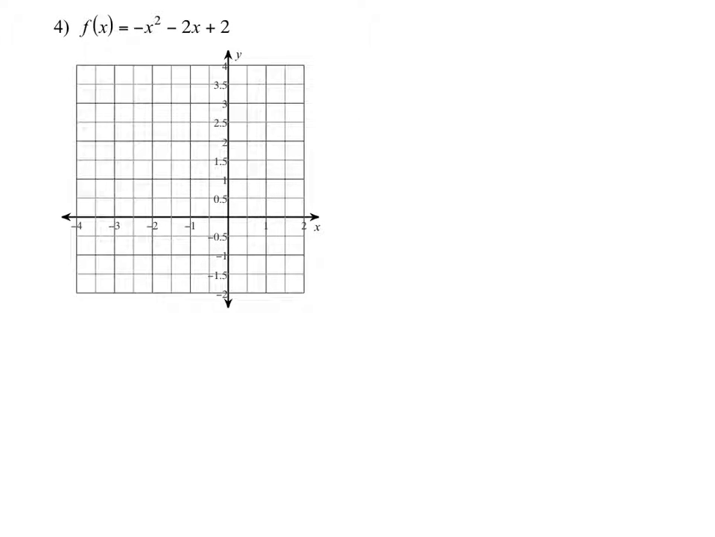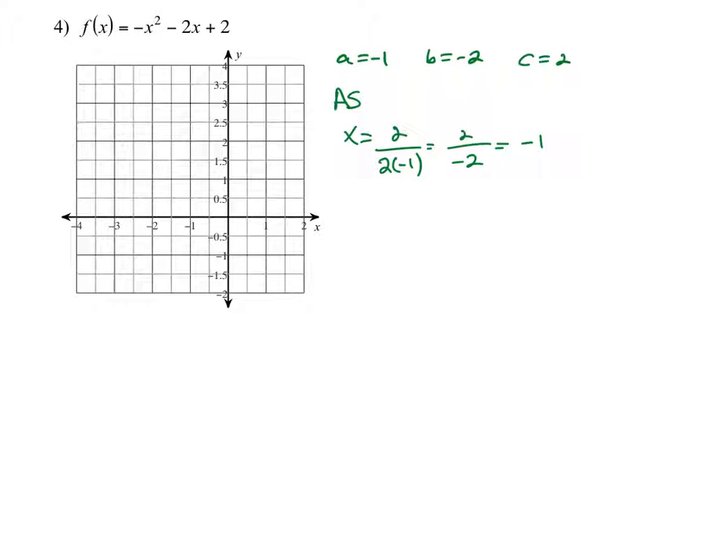Okay, so in this one again, we're going to identify a, b, and c. So in this case, a is negative 1, b is negative 2, and c is positive 2. Right, so I'm going to start by identifying the axis of symmetry. So x equals the opposite of b, so 2 divided by 2 times a. That means that this is 2 divided by negative 2. So this is negative 1.